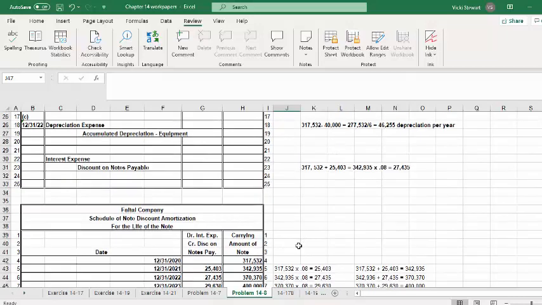Now we can record the interest and depreciation expense for the second year. We would debit depreciation expense for $46,255, just like the other year. And this time we would record the interest expense per our amortization schedule for the second year of $27,435 and credit the discount on the notes payable for the same amount. And that is the conclusion of the demonstration for problem 14.8b.